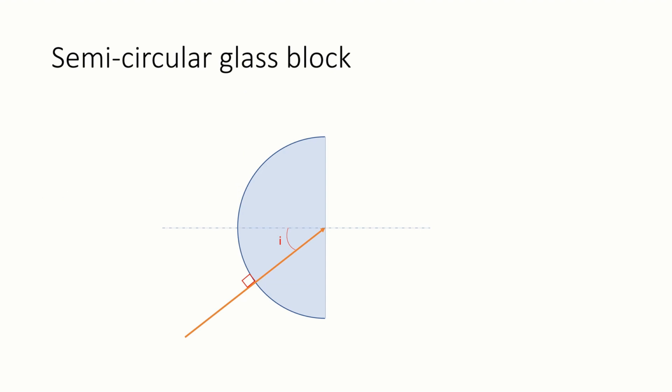Sometimes you'll be asked questions about light in a semicircular glass block. The same principles apply here. As long as the light is aimed at the centre point of the straight edge of the glass, then it will strike the curved surface of the glass at right angles. It's just a property of circular things. The light is travelling along the radius of the circle.